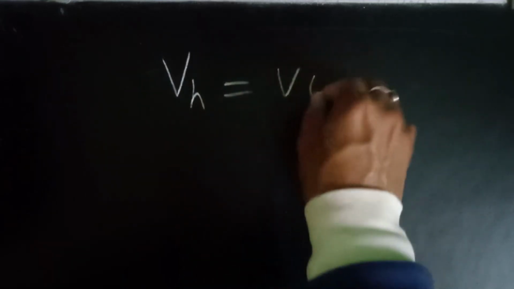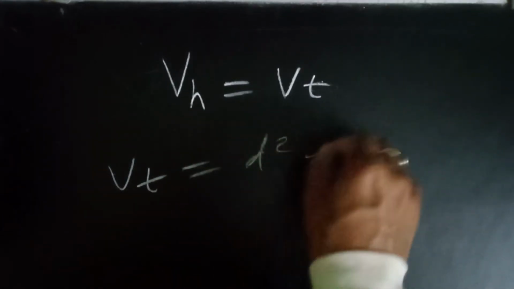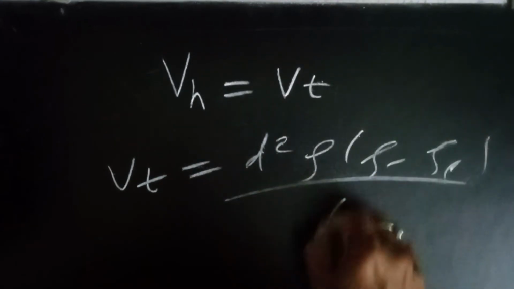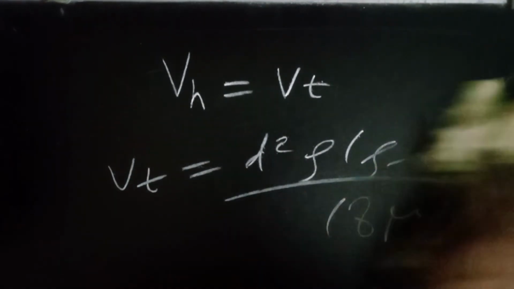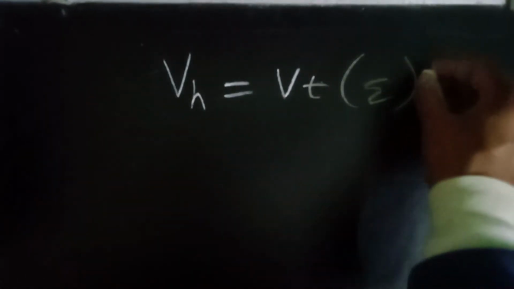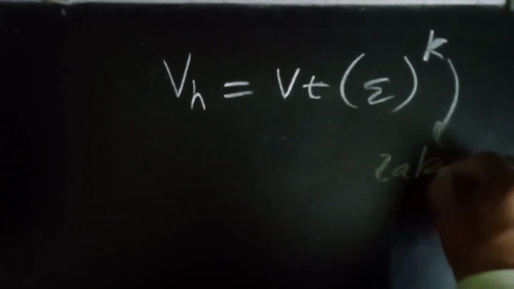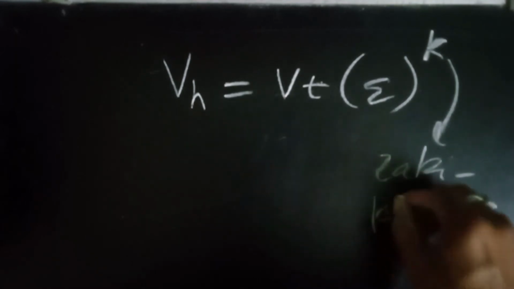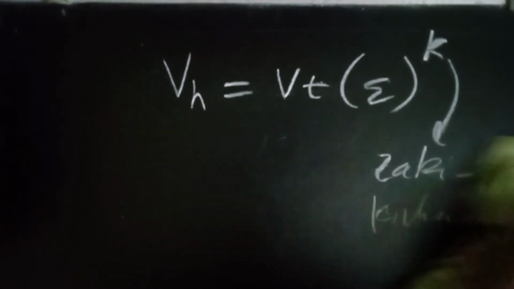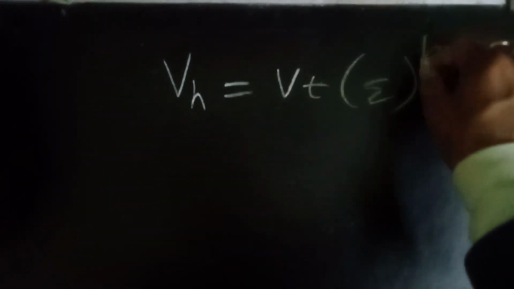Next we have one more thing to note, is that Vh is the hydrodynamic velocity, that is V of t. V of t is this one, the terminal velocity, that is d square g (rho minus rho f) upon 18 mu, the terminal velocity. So Vh is terminal velocity to the power porosity, void age, this void age to the power Zaki, this is Zaki Richardson constant. So this is one formula that might come in GATE or semester exam.